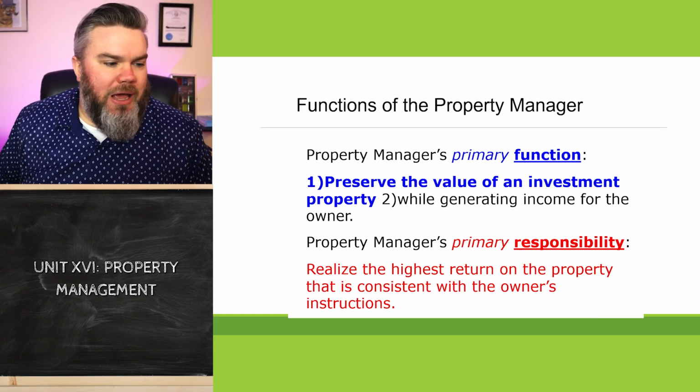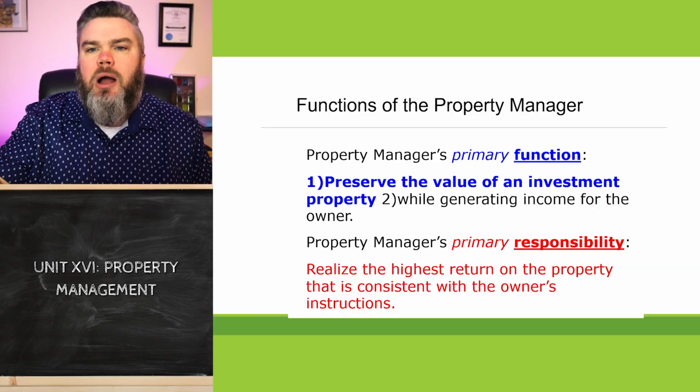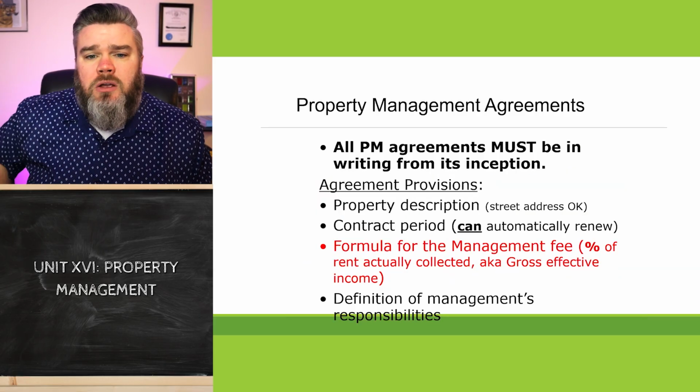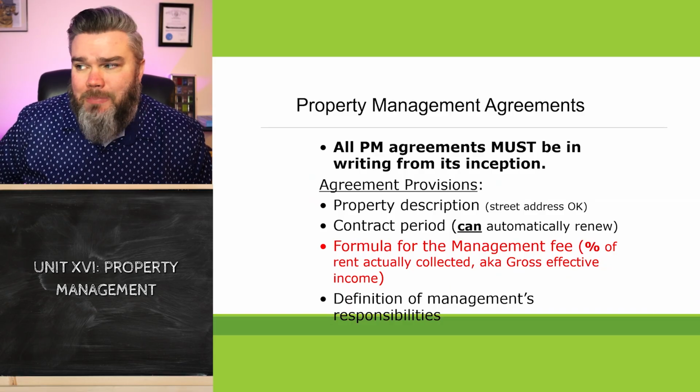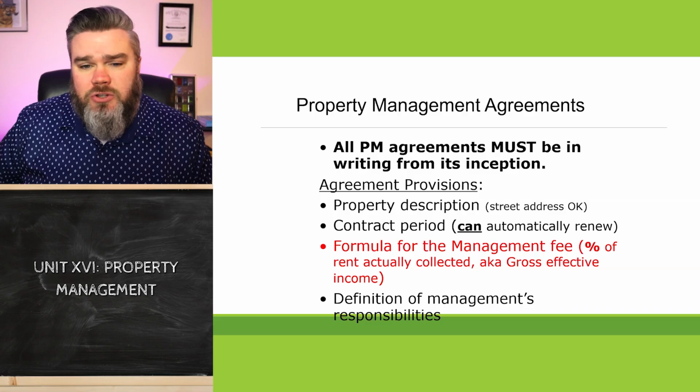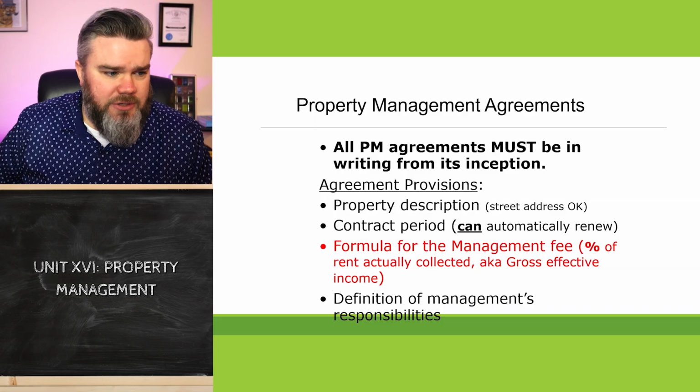So, last couple things to talk about, because we're almost there, and so it should time out perfectly. Folks, when we're dealing with property management agreements, every single agency agreement in North Carolina has to be in writing from the offset, except for the buyer agency agreement. And so that includes property management. There is no such thing as oral property management agreements. Have to be in writing from the offset.